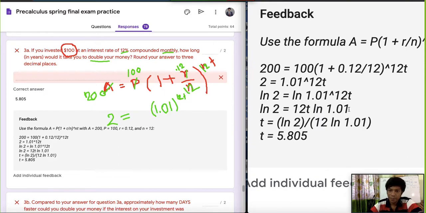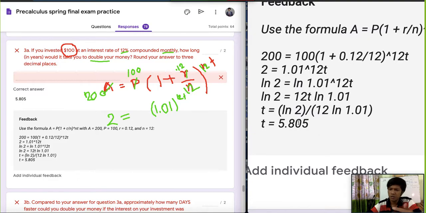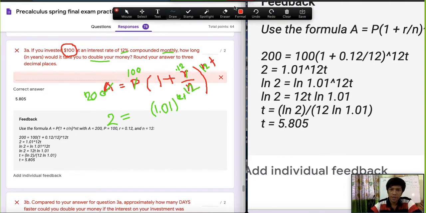So we get t equal to ln 2 divided by this, then you get the answer 5.805. Do it in the calculator. You press ln 2, then divided by 12. Give a bracket here for safety, the bracket, then 12 into ln 1.01. Of course, you have to give the bracket here. Okay, don't make that mistake. Give a bracket in the calculator also. The answer will come 5 point this. This is the answer for this part.